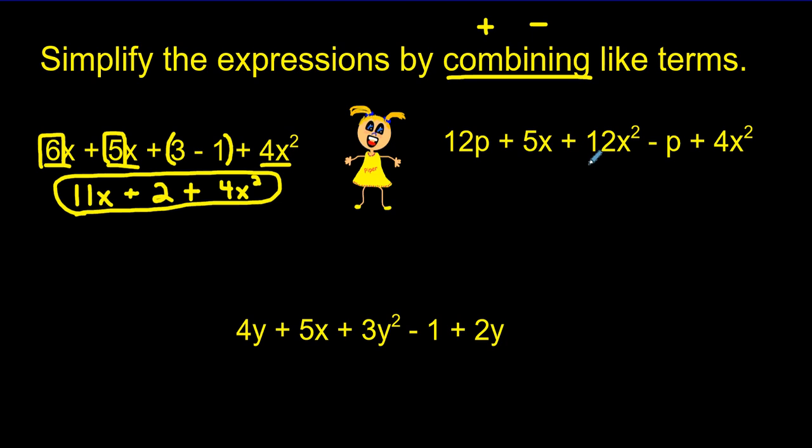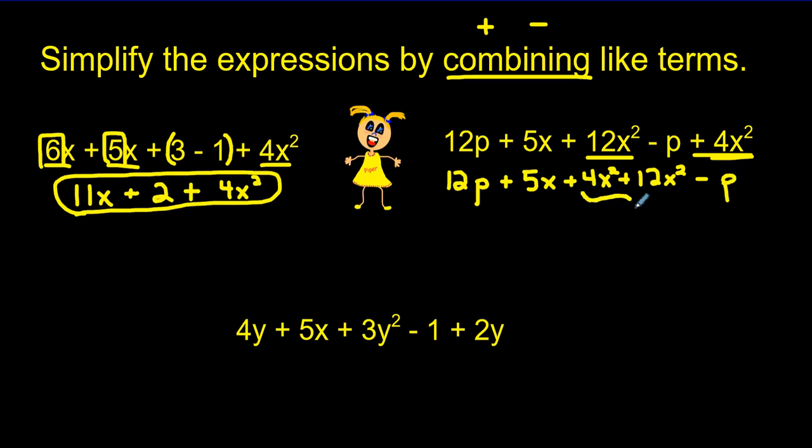First, we should notice that 12x to the second power is a like term to 4x to the second power. That means that we can combine them. What we have to understand is that the commutative property of addition allows me to change the order of some of these terms, like this one, because it's plus 4x squared. And then I can combine my like terms. Whoops, I almost forgot my exponent. There we go. 12x squared minus p.